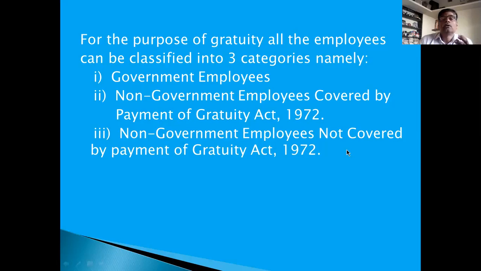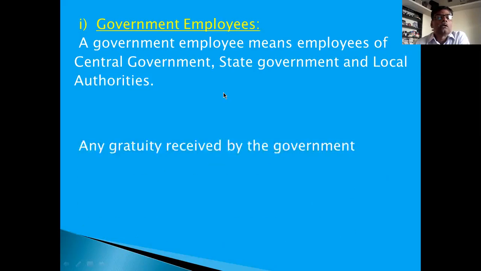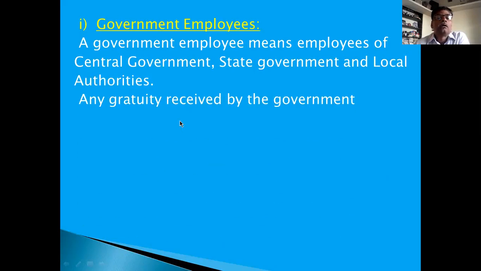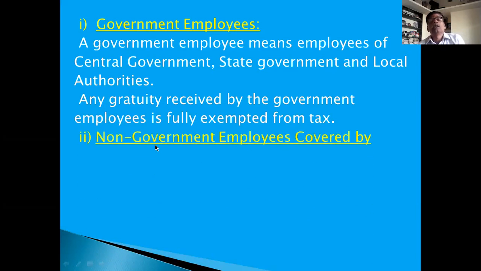A non-government employee also gets the least of the three exempted, and the excess is taxable. Third is the non-government employee not covered under the Payment of Gratuity Act. So three conditions are there, and the least of the three is exempted from tax. For government employees, that is central government, state government, and local authorities, any gratuity received is fully exempted from tax.